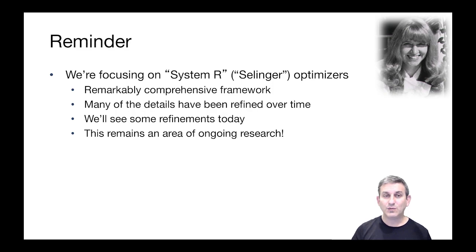Reminder, in this context, we're talking about the System R, or Selinger optimizer, based on the famous paper written by Pat Selinger et al. in 1979 at IBM Research. It's a remarkably comprehensive framework. Some people refer to that as the Bible of query optimization. Many of the details, though, in that paper were a first cut. It was really the first paper on the topic a long time back.